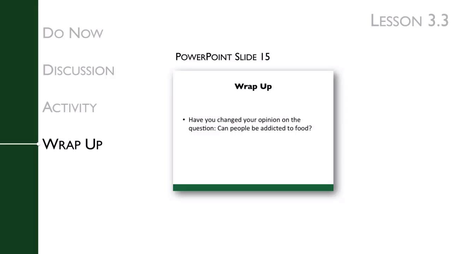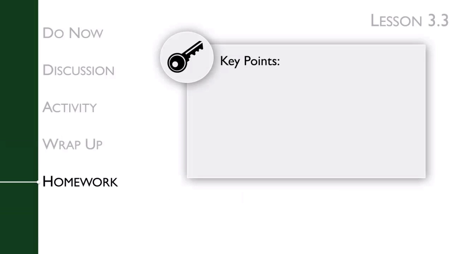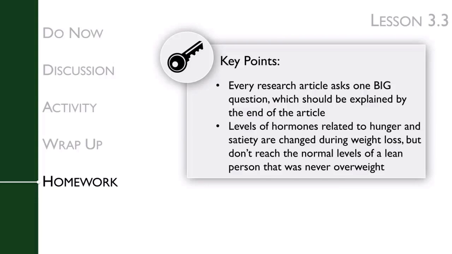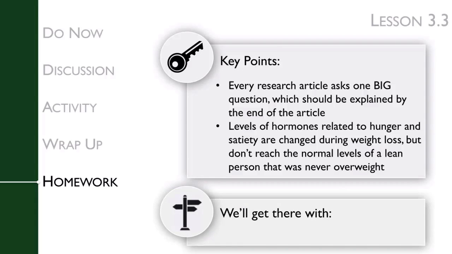The key points of this lesson's homework are that every research article asks one big question, which should be explained and answered by the end of the article, and that levels of hormones related to hunger and satiety are changed during weight loss, but don't reach the normal levels of a lean person that was never overweight. We'll get there by having students read a scientific article using the QMDC model as a guide.